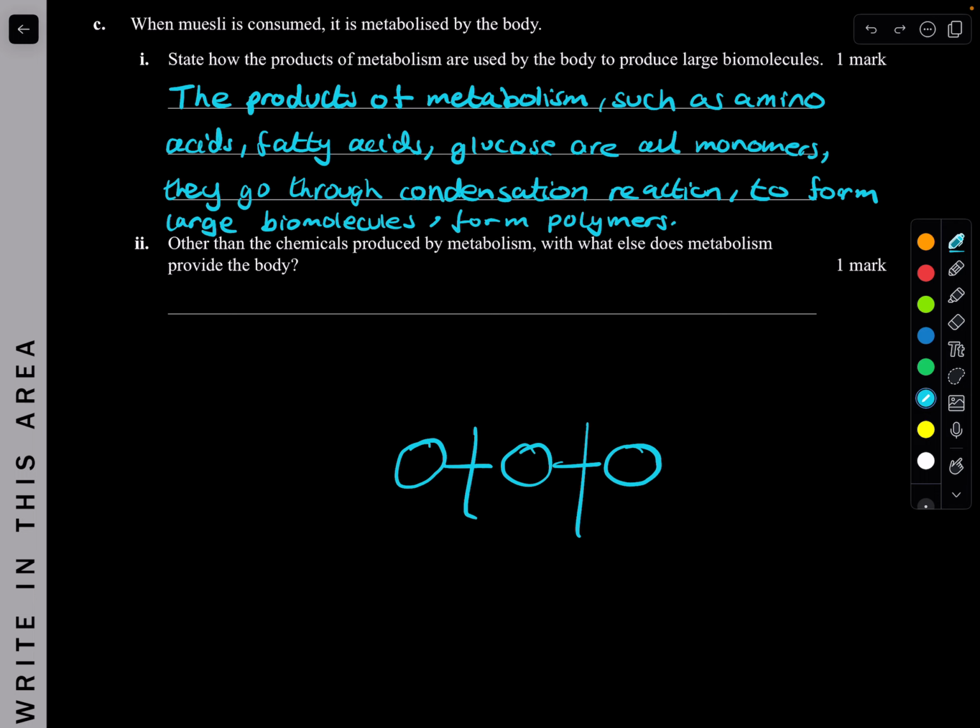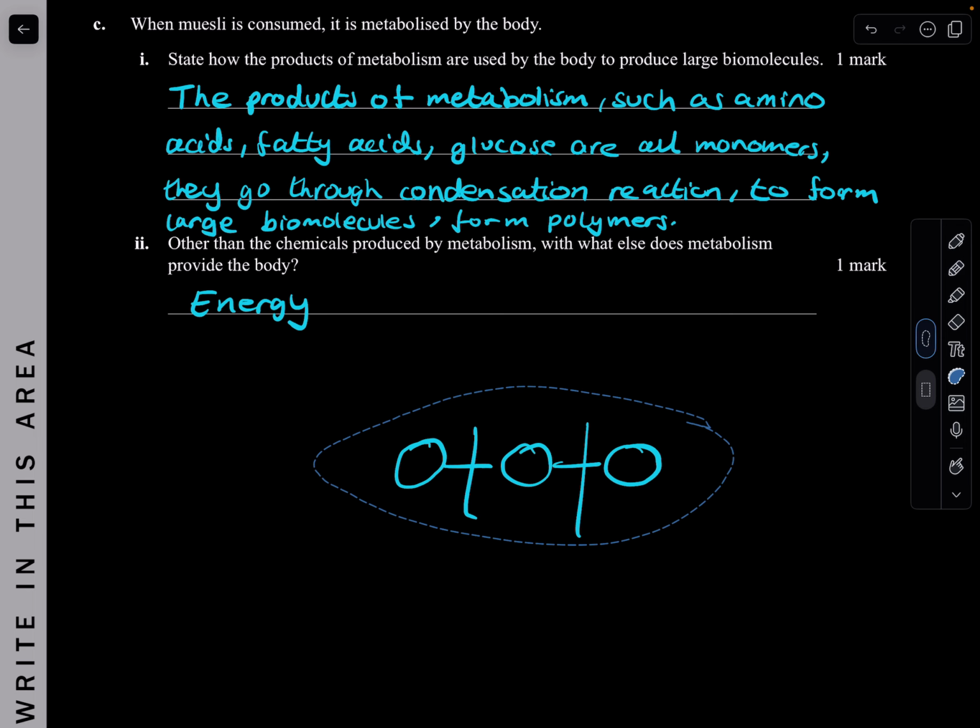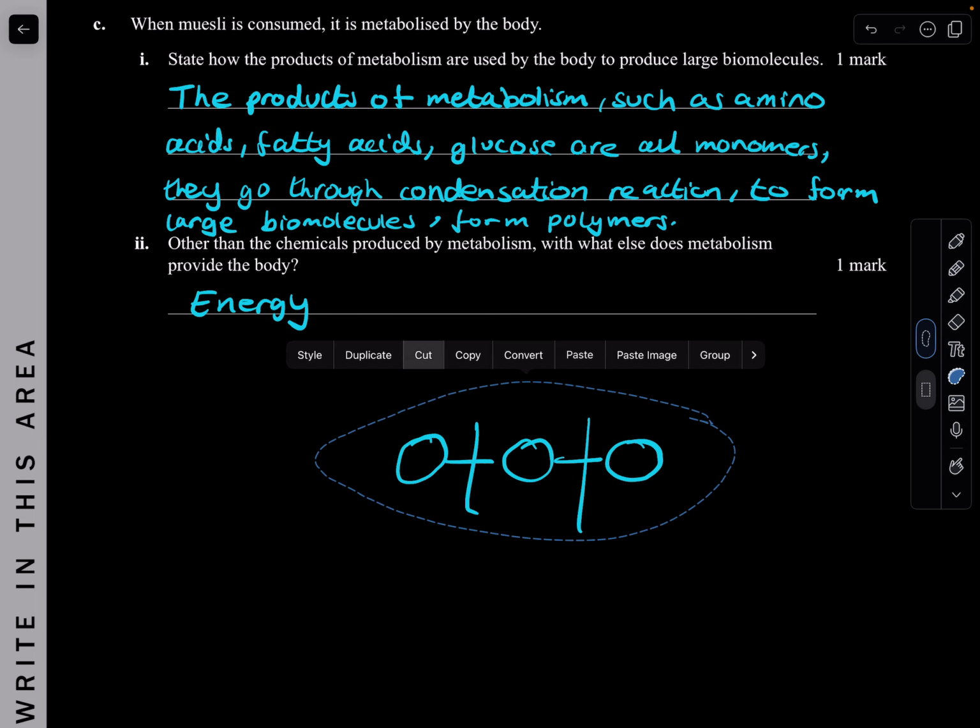That's why we eat food, because when we break it down, we take energy in terms of ATP, and especially if you do bio, that's what we use it for. So what else does metabolism provide the body with? Energy. Don't write ATP because that's not part of the study design. They didn't teach you that, but that's only for bio students.